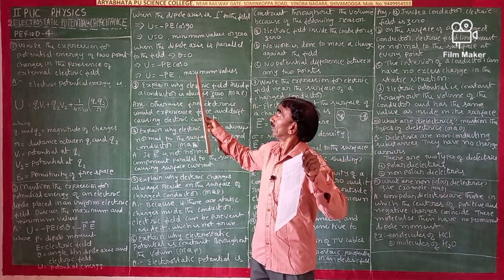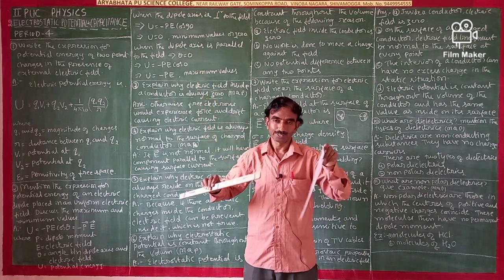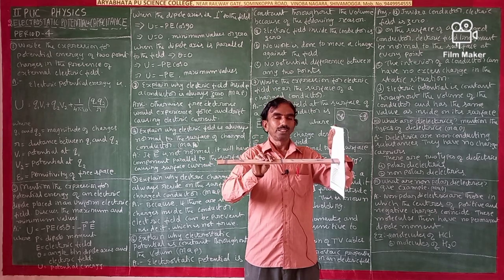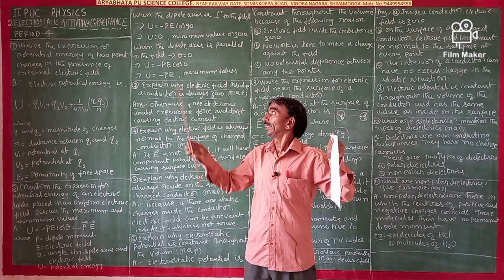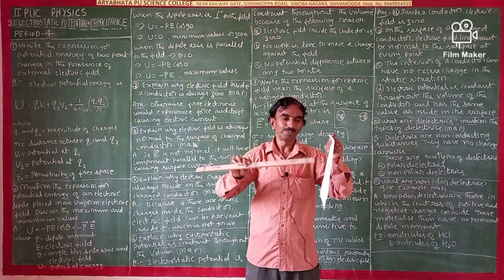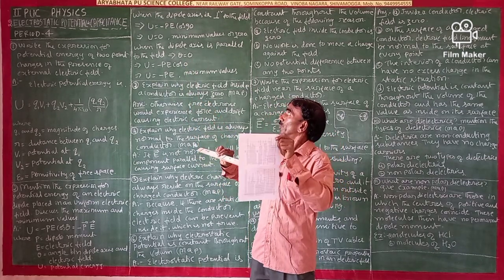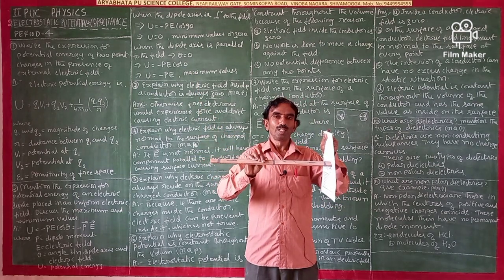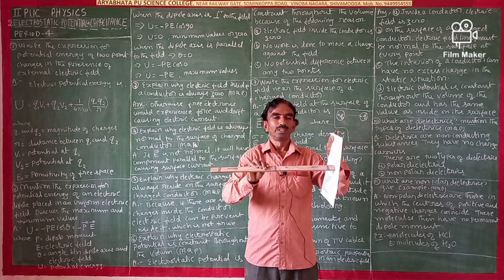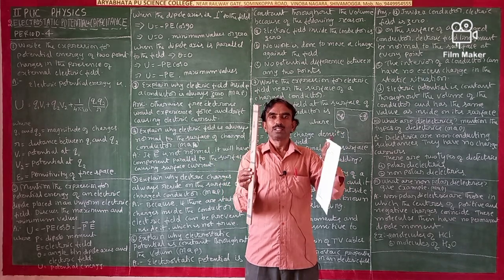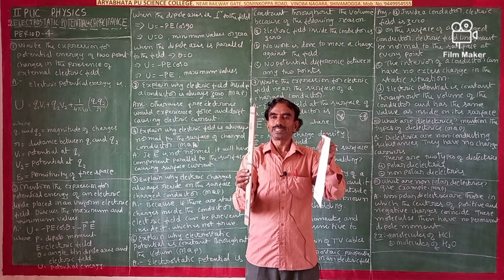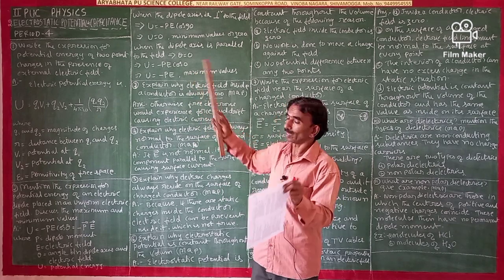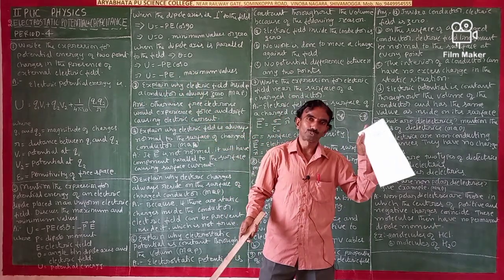But here, if the electric field is perpendicular, then the electric field is maximum when it is 90 degrees, but the potential energy is minimum. When it is parallel, the electric potential energy is maximum and the electric field is minimum. So I am comparing this question with the previous class question.